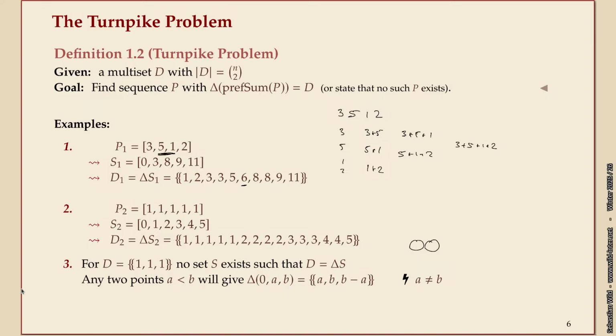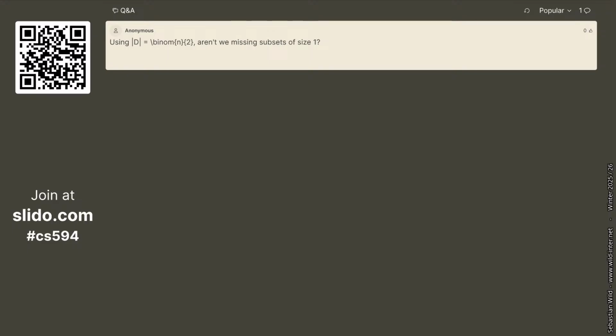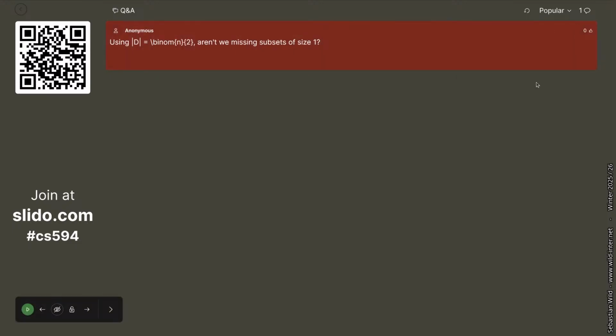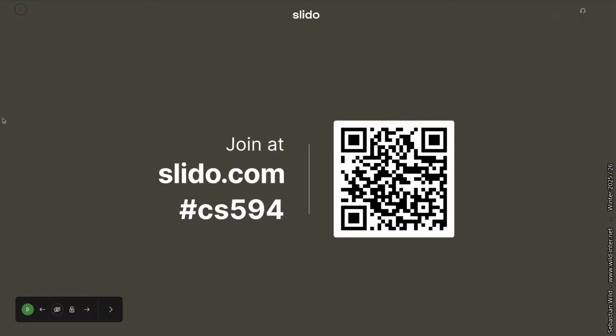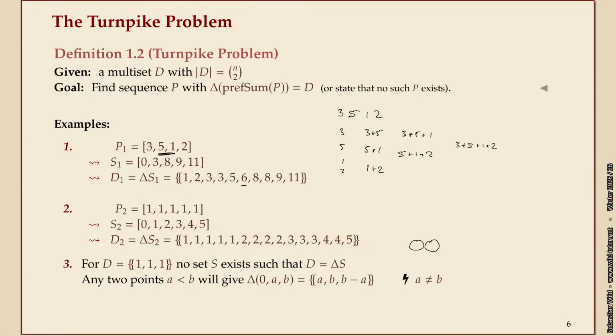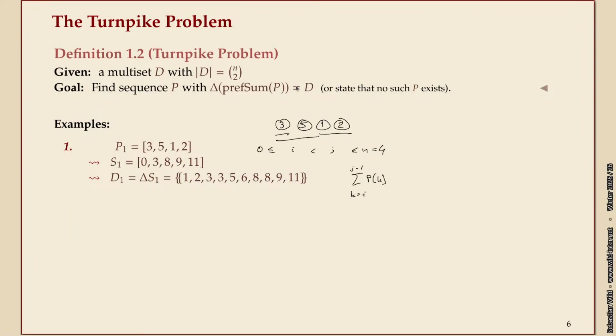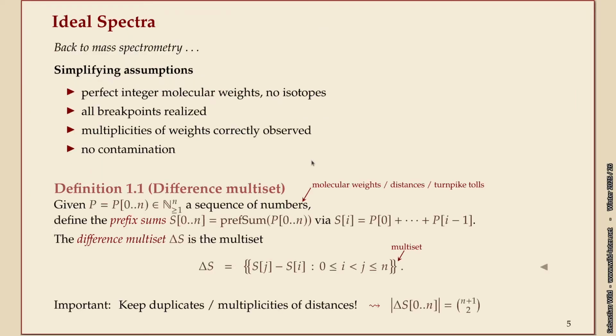There's a question on this. Are we missing subsets of size 1? So sequences of length 1? That's a nitpick of my definition. They're in there. Maybe it wasn't the smartest way to formalize it. It's nice and quick to write.